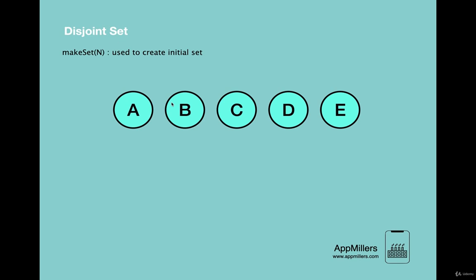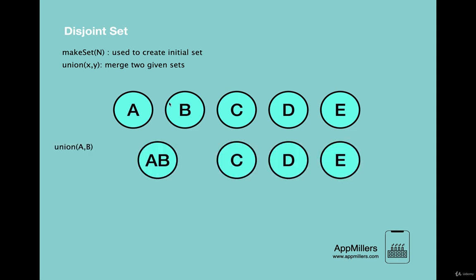Then the next thing that we can do is merge any given sets by using union sets. So the union sets operation is used to merge any given sets. For example, if you want to merge A and B, by using the union method, we can merge them like this. As you see, A and B merge together and become one set. Now after merging, this is how our sets look like.